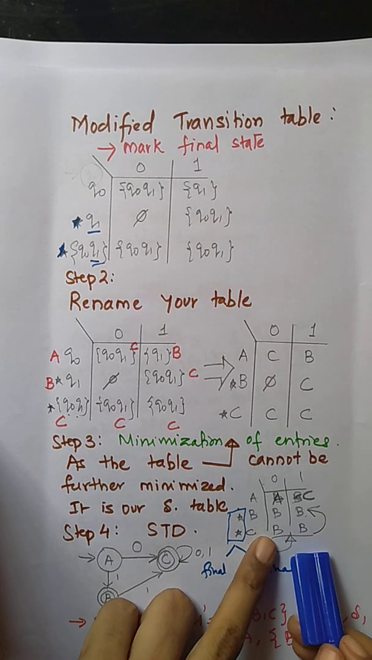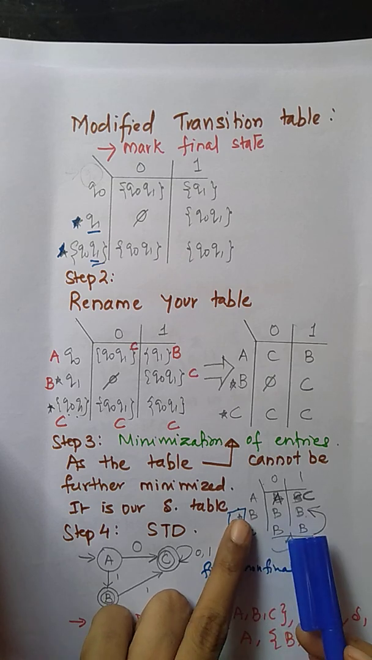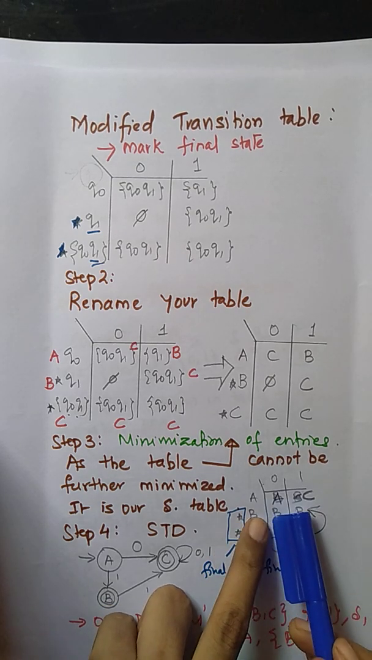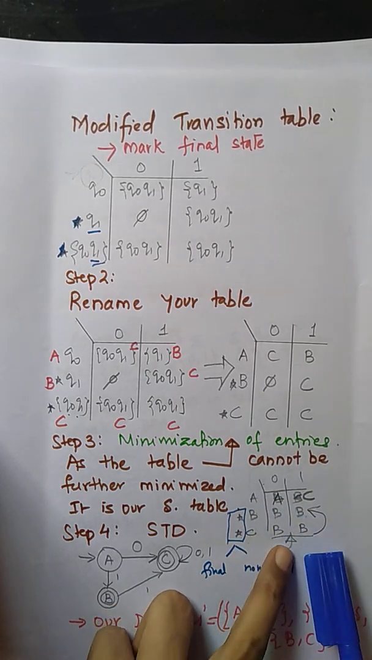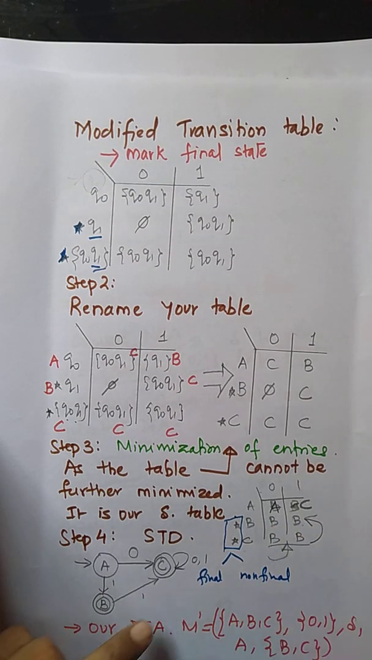We will start from the bottom of the table. This entry of C row is similar to the entry of B row. The contents of B is BB, the contents of C is also BB. From the bottom of the table, we are searching for the duplication, as B is present in two rows.